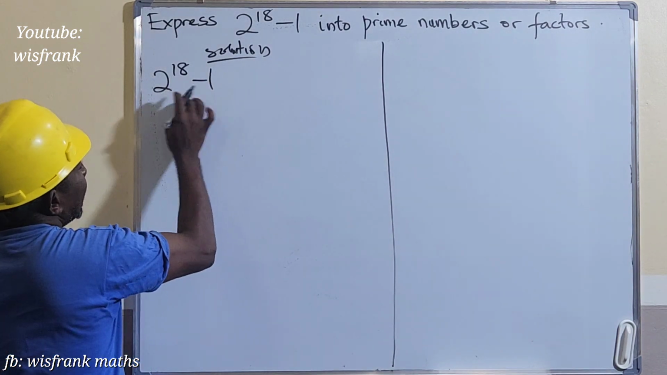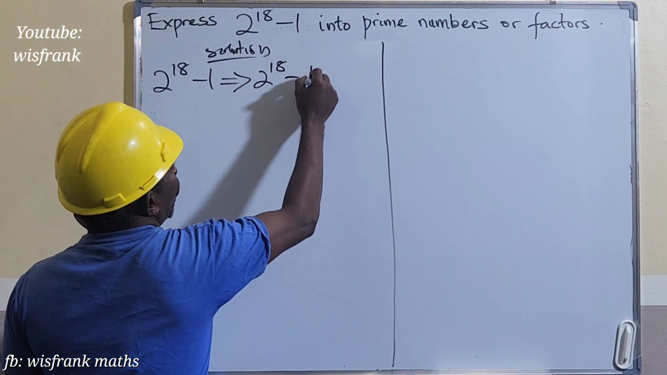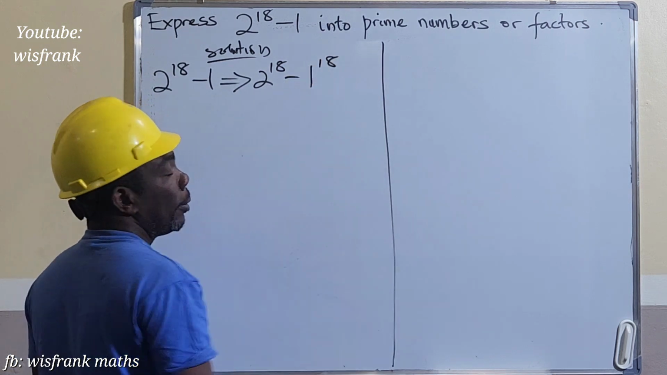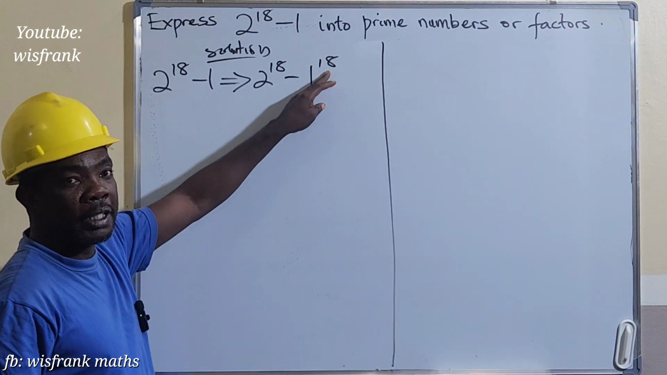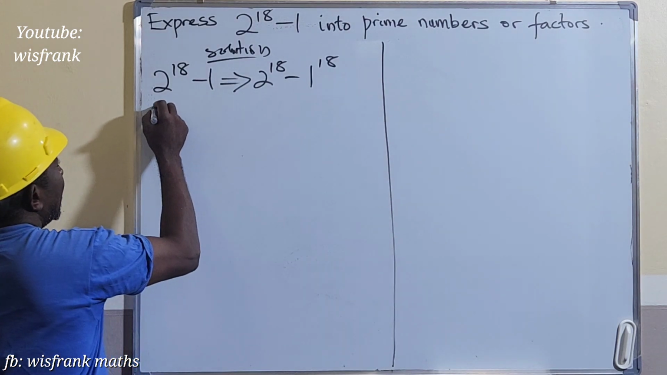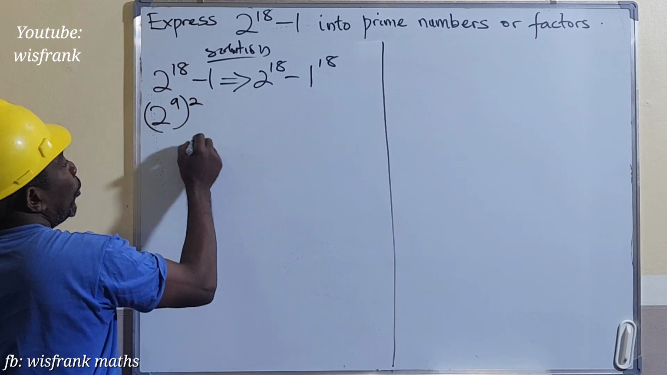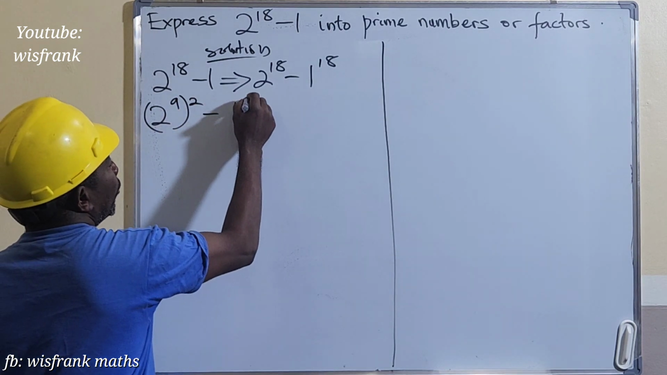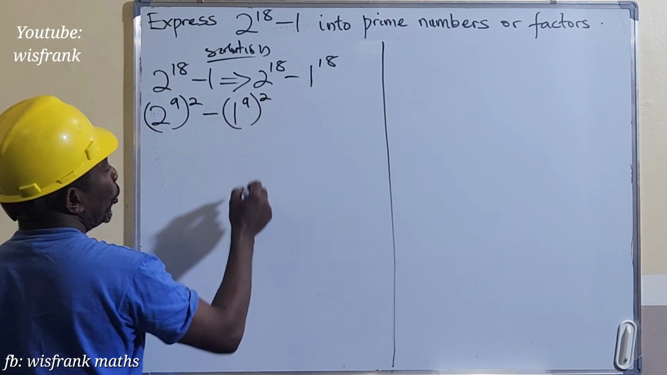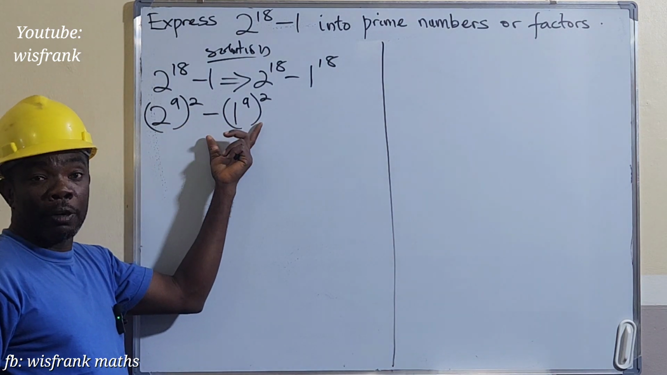So here, this can be written as 2 to the power of 18 minus 1 to the power of 18, because 1 to the power of 18 is the same thing as 1. So this can be written as 2 to the power of 9 all to the power of 2 minus 1 to the power of 9 all to the power of 2. And you can see that we have to the power of 2 and to the power of 2.